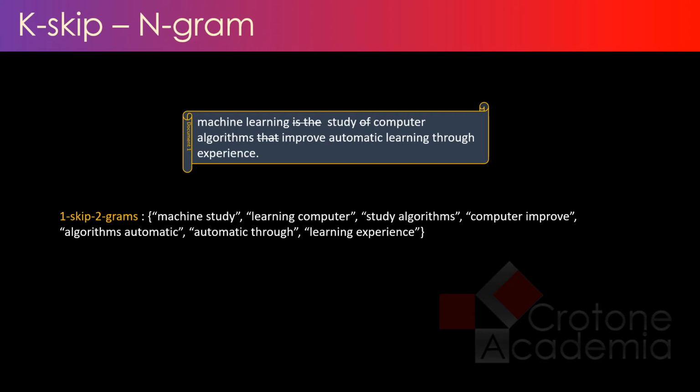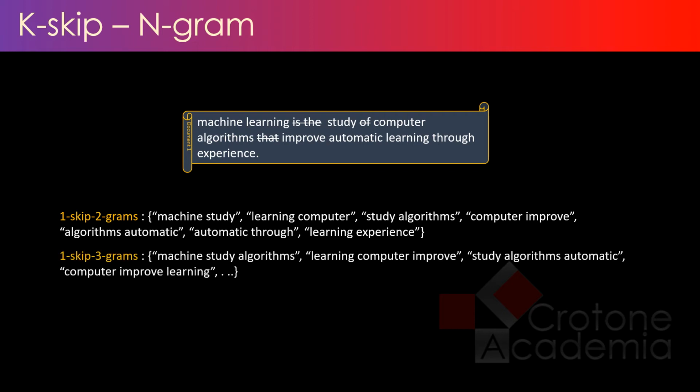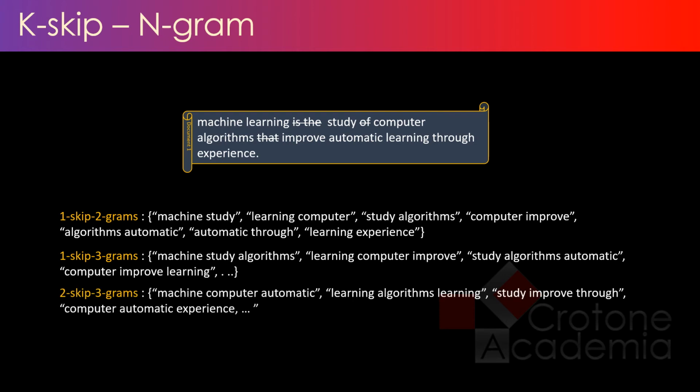In one skip 3 grams, 3 words are grouped after skipping each consecutive word. For example, we can group machine, study, and algorithms by skipping intermediate words learning and computer. If we skip 2 words, it is called 2 skip 3 grams. In general, we call this k skip n grams if we skip every k intermediate word when selecting n words.